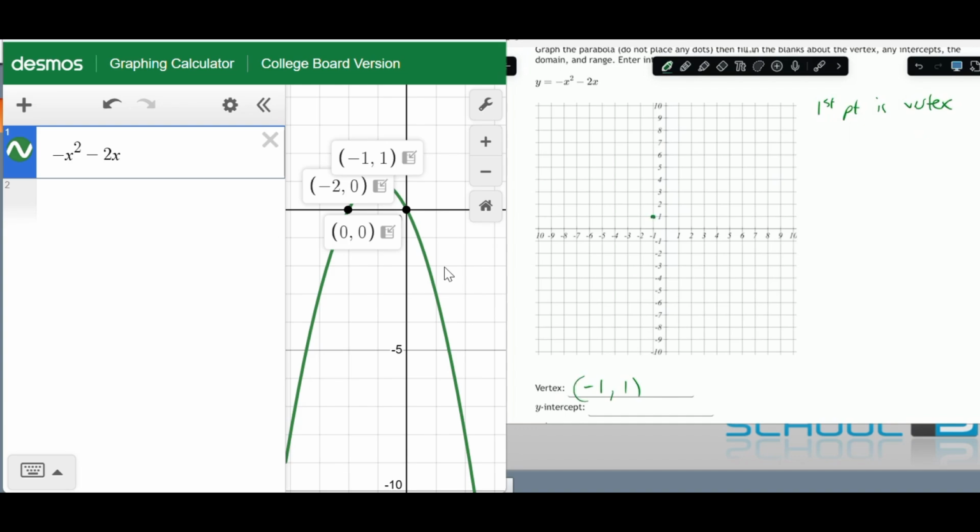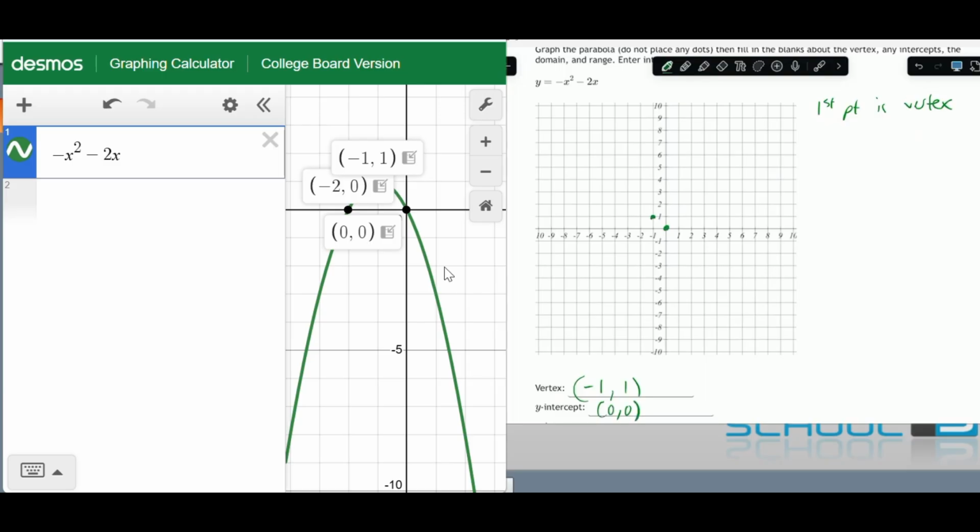So negative 1, 1 would be the first point I plot. And then the second point can be any other point. It turns out that both the x and y-intercepts are shown on this, but if you have a y-intercept that's not shown, you might just need to plug in and evaluate a different point that you see. Here, though, we can see 0, 0 is a solution. Okay, that is the y-intercept.